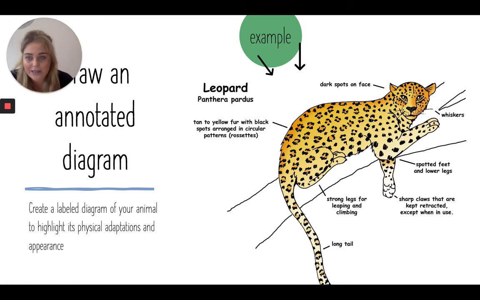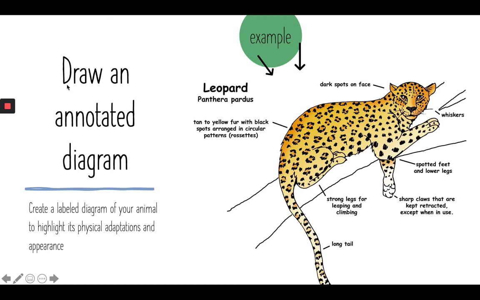Do you think you need to colour it in? Yes, you do. So you need to add colour, you need to add a lot of detail. This is for 2 lessons worth of work. So don't be afraid to Google annotated drawing of what your animal is. It will help you. Okay, and that's your task for today.